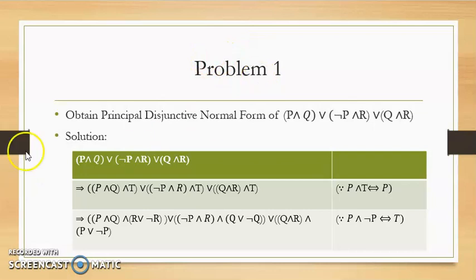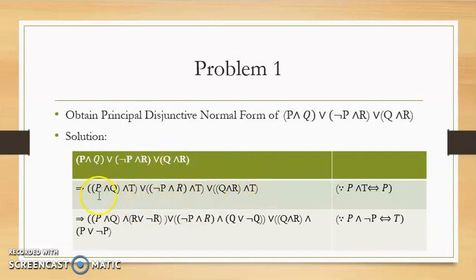So we will see problem 1. Obtain the principal disjunctive normal form of (P and Q) or (not P and R) or (Q and R). This is the given statement, and we should bring it into the form of a principal disjunctive normal form, that is, a sum of min terms. So write the question, and in the next step we apply P and T is equivalent to P. I will take it with all terms: with the first term I am taking and T, with the second term also I am applying and T, and with the third term also I am applying T.